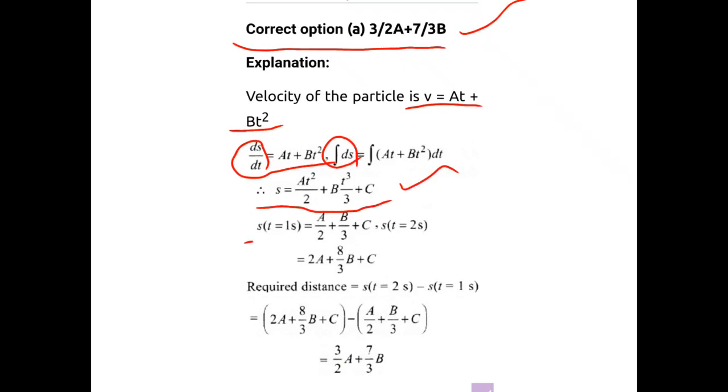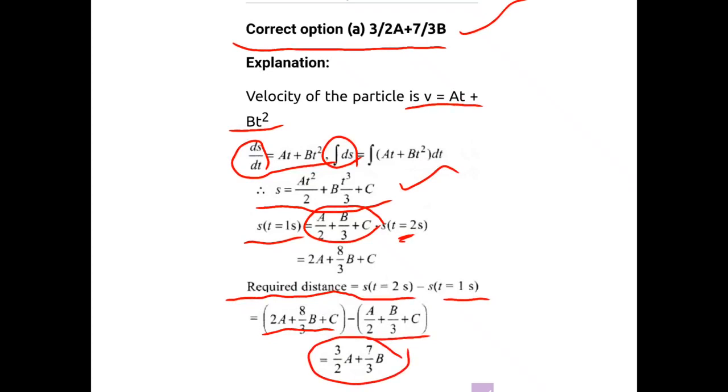For s, this is the distance travelled when t is equal to 1 second. When t is equal to 2 seconds, what happens? a/2 + b/3 + C is the value. So the required distance travelled is the distance travelled in 2 seconds minus the distance travelled in 1 second. If you subtract these two values, you will get the final value 3/2 a + 7/3 b.